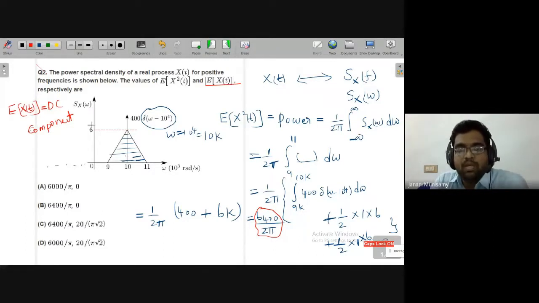So here you can observe the presence of DC component. DC generally means at zero frequency. At zero frequency, I am not having any value. So the average value of the random process is zero. So option B is the answer.